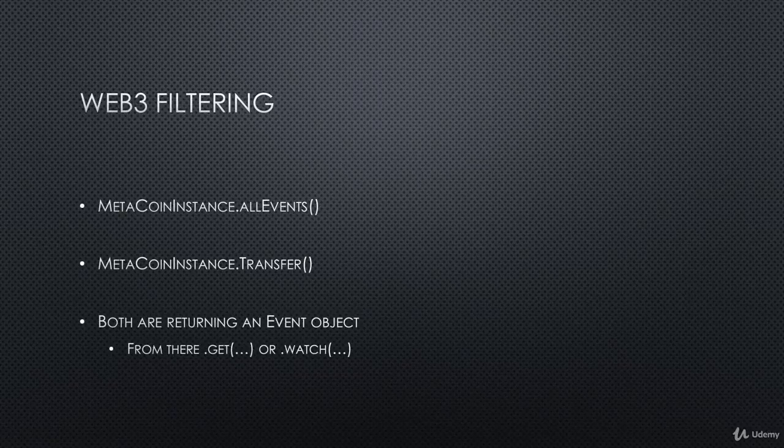On the one hand side, you can either look for all events. So if you have, for example, a Metacoin instance, you can retrieve all events by calling allEvents. Or you can get a specific event, and then you just give it the event name. If you have the Metacoin instance or an instance of your contract, you can just type in .transfer, and both of them will return you an events object. And from there, you can call either .get or .watch. And then you get either an array of events or you watch for events happening.